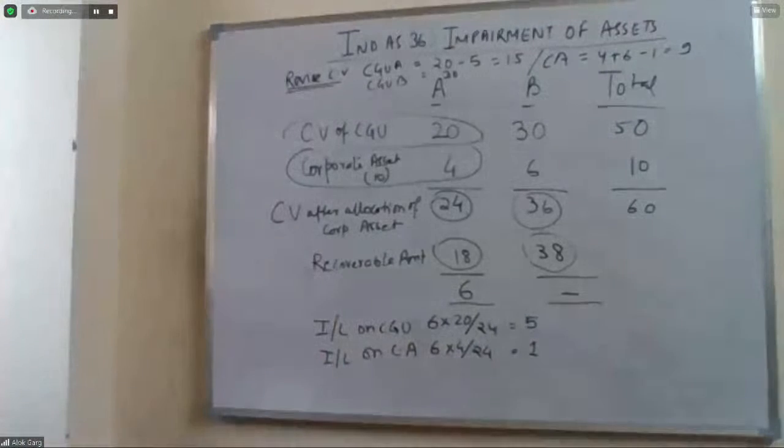I hope this question is clear to everyone. Please let me know if you have any doubt on this Ind AS 36, any doubt so far in allocation of corporate asset. Do you have any doubt? Shall I move ahead? Kaustav, Chavi, Nanda, Pujita, Ambika.